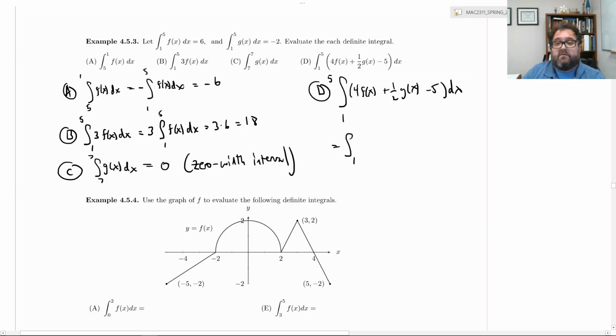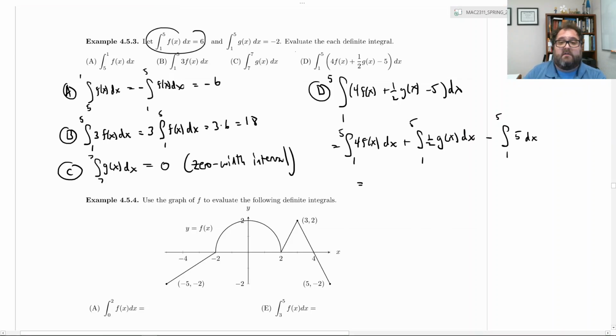So this is the definite integral from 1 to 5 of 4 times f of x dx plus the definite integral from 1 to 5 of 1/2 g of x dx, oh, sorry, that's a minus. I lost a negative sign. Minus the definite integral from 1 to 5 of 5 dx. Okay, and remember, I only have 2 things to work with, not 3. I have that, and I have that. And of course, I have my properties.